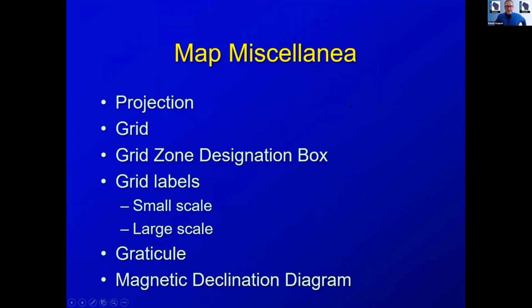Some of the other things you need to think about: the projection should be UTM NAD83. You need to put a grid, and it should be a UTM grid of an appropriate increment. The grid zone designation box, we'll go look at these in detail. The grid labels for small scale and large scale, the graticule, and the magnetic declination diagram.